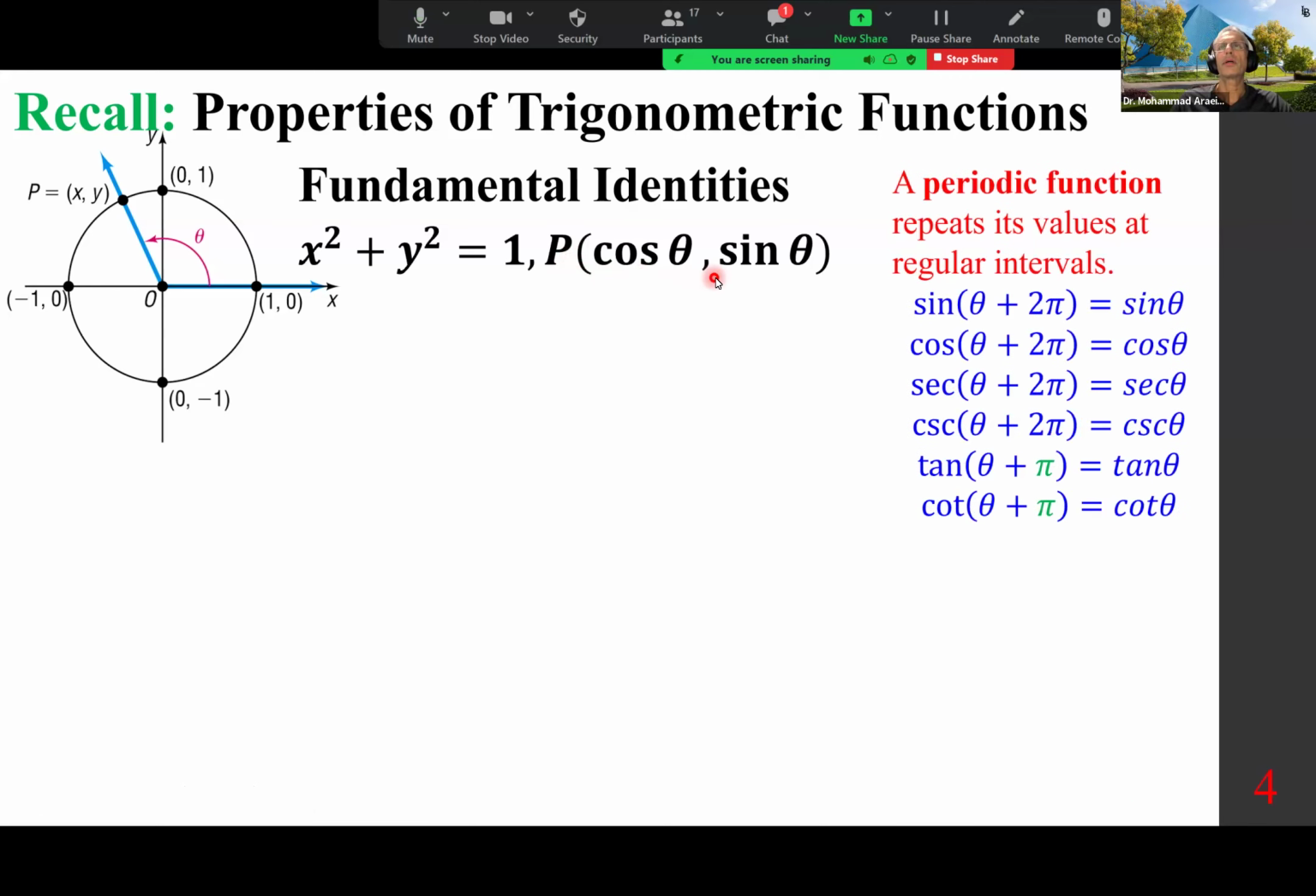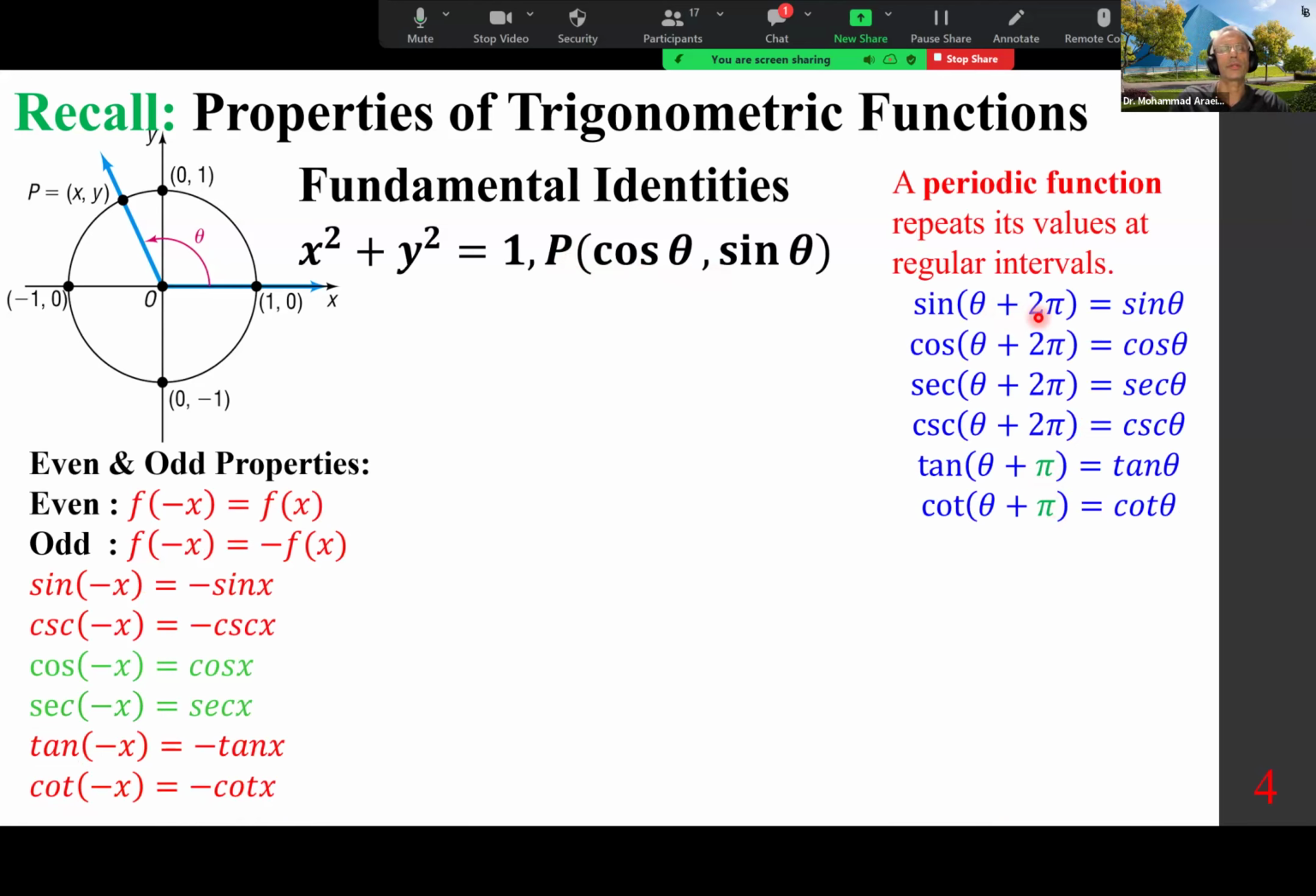Periodic function. All trigonometric functions are periodic. The period is 2 pi for all of them, except for tangent and cotangent, which is pi. That means multiples of those will result in the same function, sine of theta plus 2k pi equals sine theta, and so on.